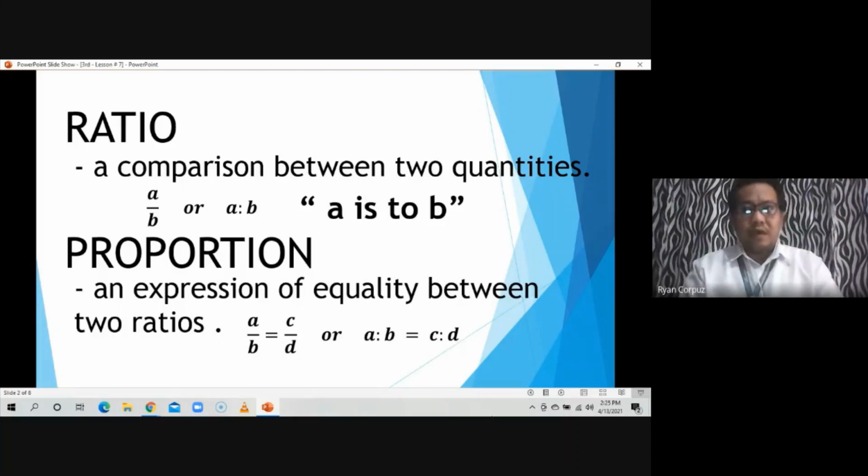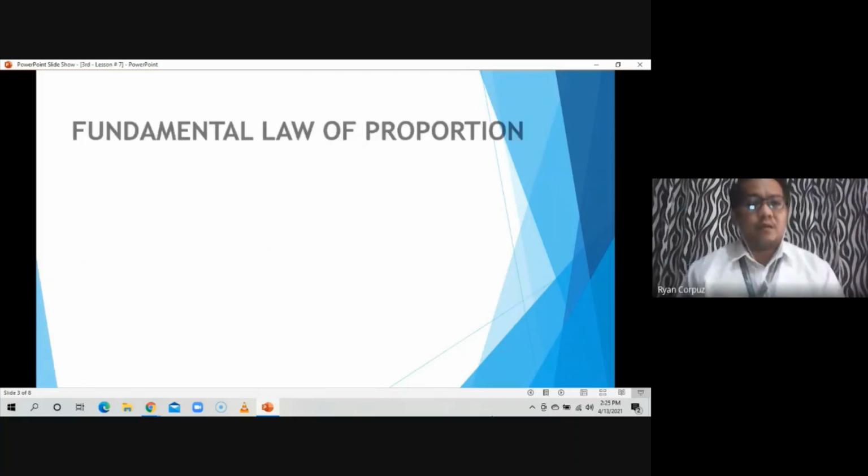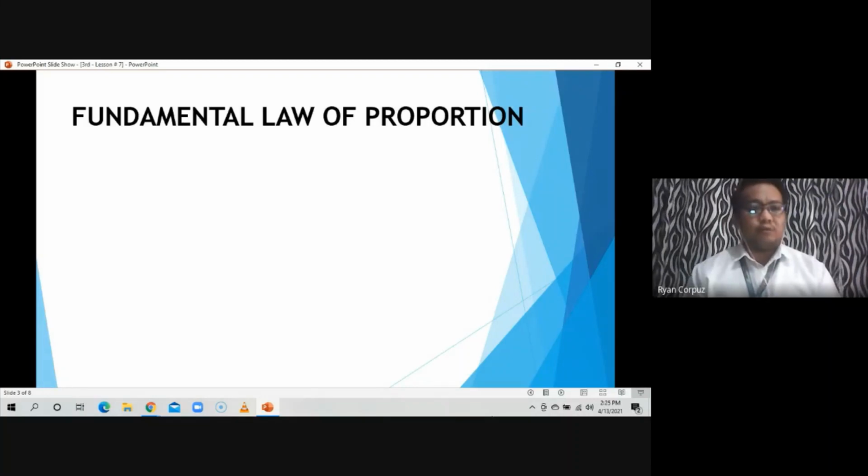So we can prove it by simply getting the simplified form of a given ratio. So that you'll find out na the two ratios are really equal for us to say that they are proportion. So since we are pertaining to proportion, there is what we call fundamental law of proportion. This law is what we are going to use every time we are encountering problems which involves proportion. So all we have to do is to apply the what we call fundamental law of proportion.